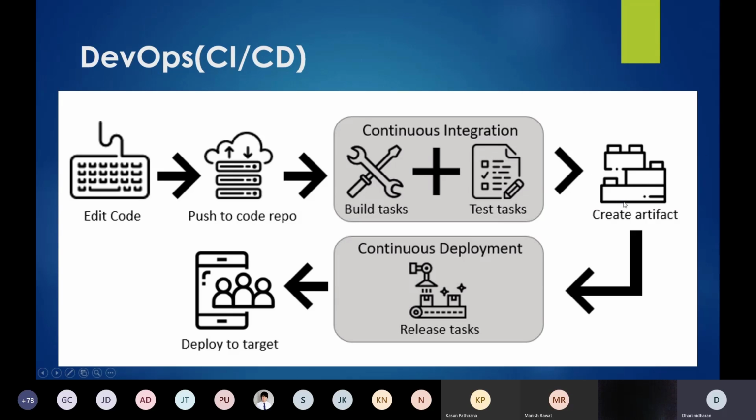Once the build succeeds, the release will trigger, and here the continuous deployment starts. The release will pick the solution from the artifacts and deploy it into our target instances. This is the typical step by step flow diagram of the DevOps process.